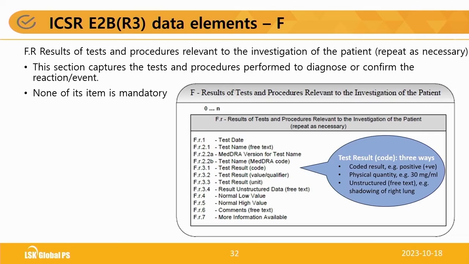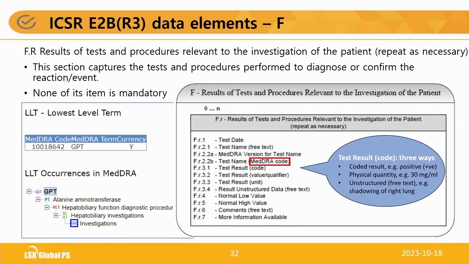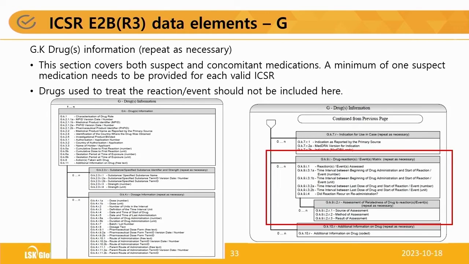And F is for the test or procedure for a certain event. And when a test is run, we might have physical quantities or results, which would be positive or negative. Or shadowing of right lung, this kind of unstructured free text would also be possible. So this also has to be coded according to MedDRA code rules. And for example, if a GPT test was run, then since we have the 8 digits for MedDRA code, that code would be included into the XML file.